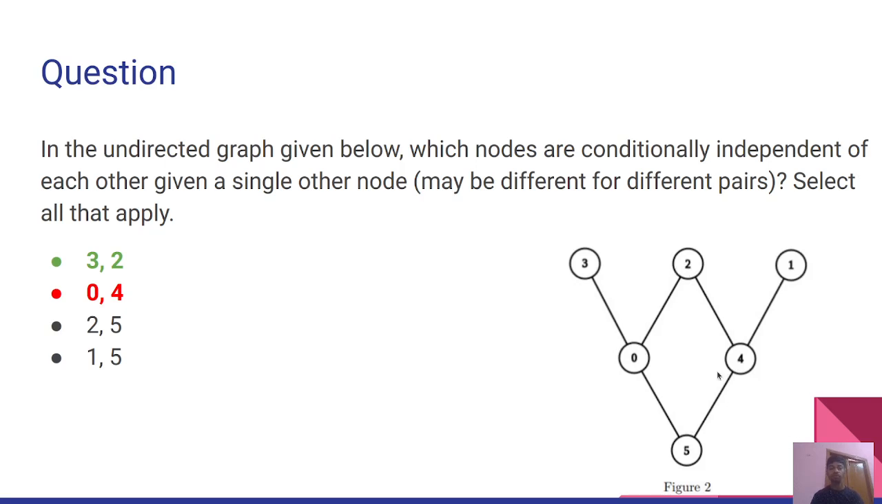Then the last option, 1 to 5. I think it is straightforward, there is only one node in between, and if we block this node, then it is possible that 1 and 5 are independent. So this option is true.